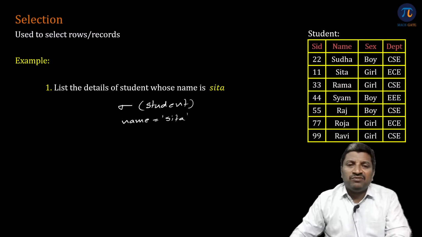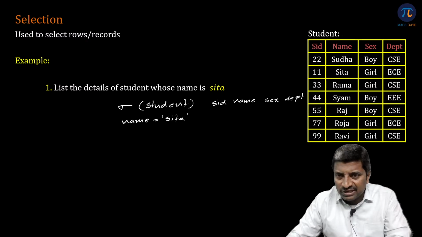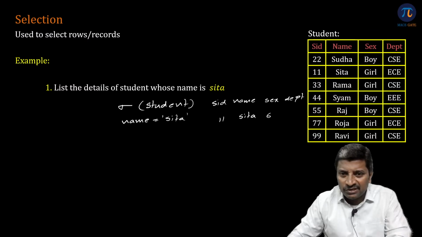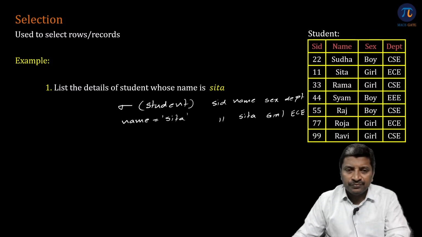Sita. Then what will happen? It will give the records whose name is Sita. In this relation, I have only one record whose name is Sita, so it will display the details of Sita. Am I clear in this?